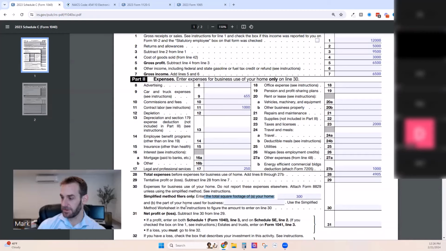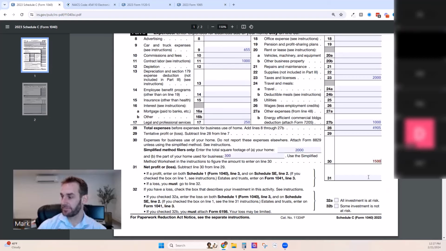Let's see, enter the total square footage and the part of your home used for business. Oh yeah, I got it backwards. So let's say 300, let's say my home is maybe an apartment, 1,500 square feet. Let's do 2,000. Anyway, I only get a max of $5 per square foot. So that's 1,500. So that gives me 3,405 net profit.